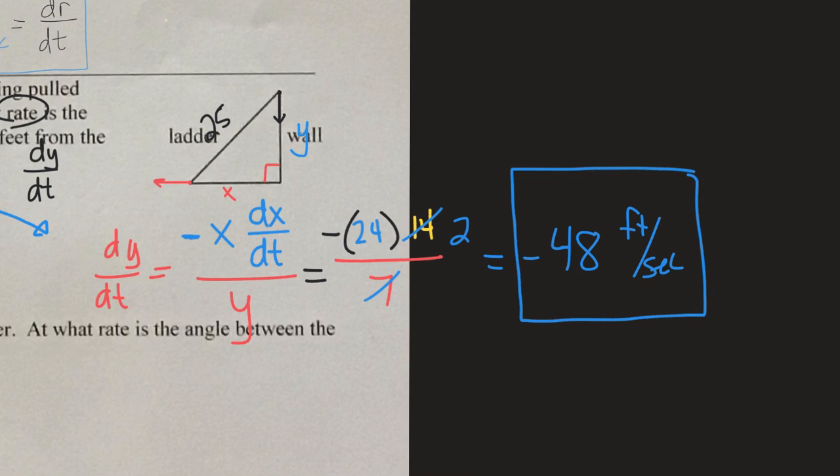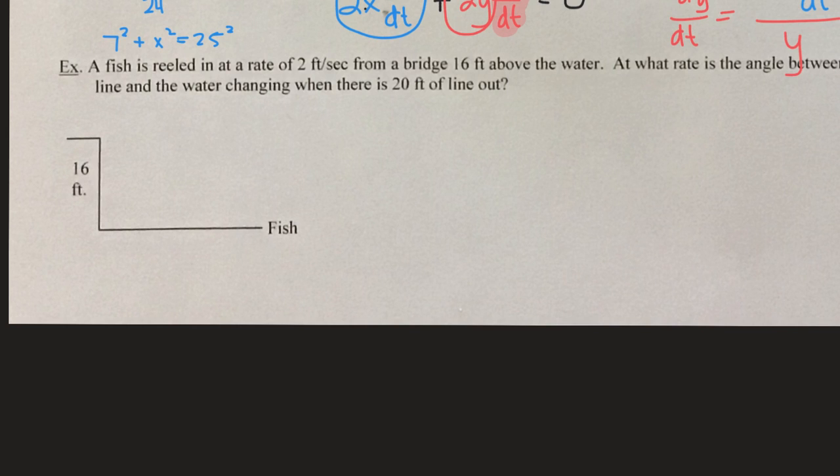It might get smushed. Okay, this is a pretty random one, but a fish is being reeled in at a rate of 2 feet per second. Okay, so it's a good thing that they drew the fish down here, or else we wouldn't know where the fish is. From a bridge 16 feet above the water. Okay, so let's just draw. Let's assume, I don't like to do this, but we're assuming that the very tip of the rod is right there, so that we make a nice straight line from the top of our bridge down to the fish.